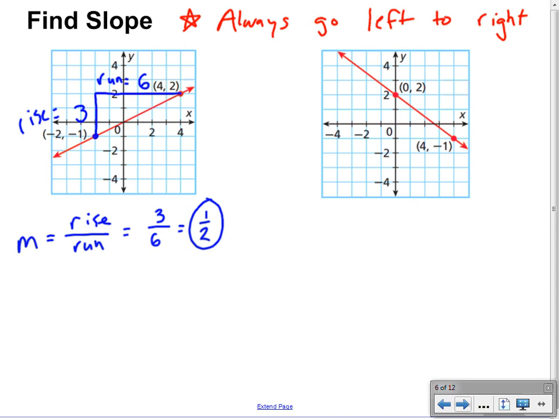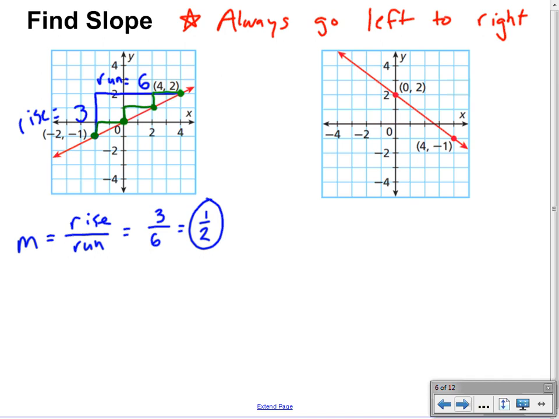So let's do this. If we just start here again, and if we go up 1, right 2, we land at another point on the graph. If we start there and go up 1, right 2, we land at another point on the graph. Up 1, right 2, we land at that point. So the slope between any 2 points on this graph is 1/2. We can go up 1, right 2 to get to the next point.